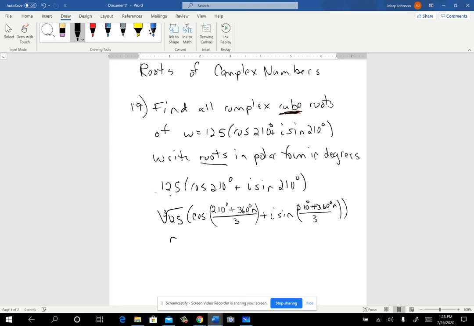Okay, so this would be 5. Inside here, I could simplify a little bit. That would be 70 degrees plus 120n. Okay, and over here, 120 degrees. And over here, I'd have the same thing, 70 degrees plus 120n.